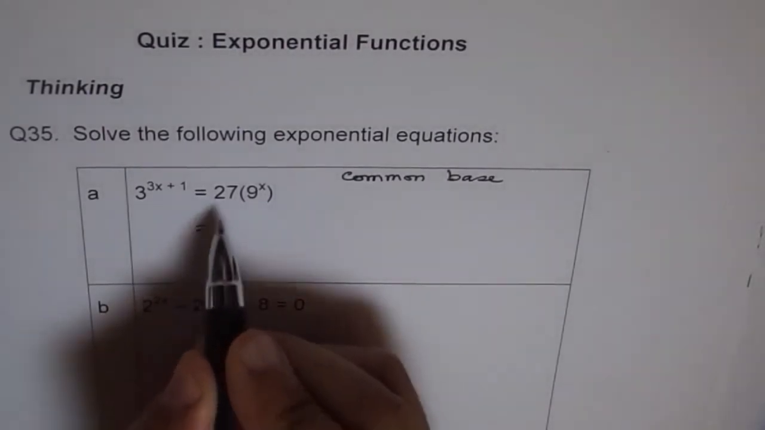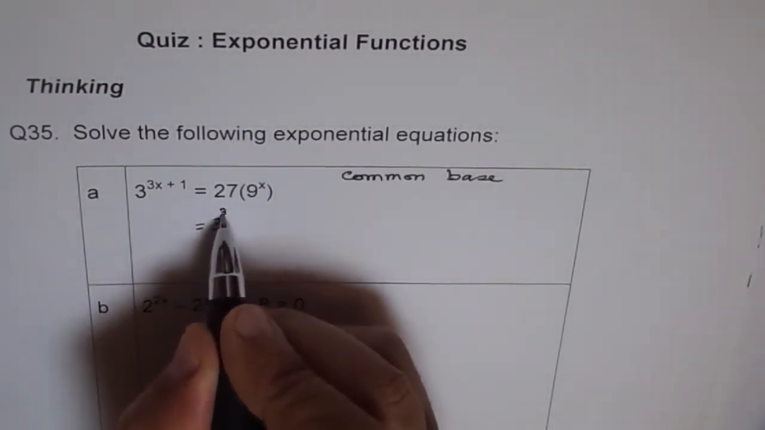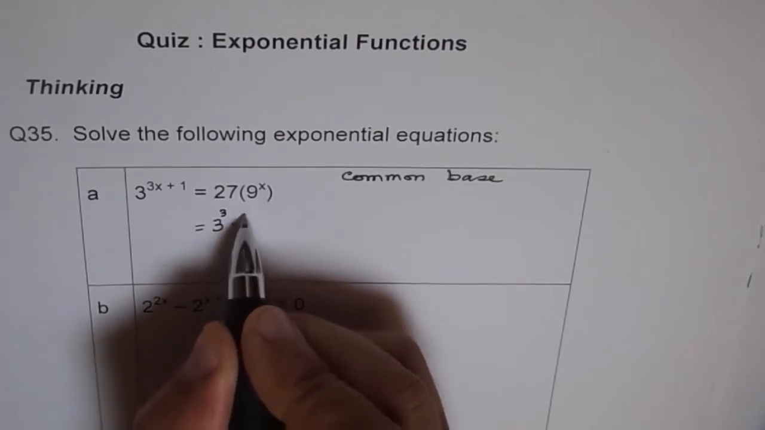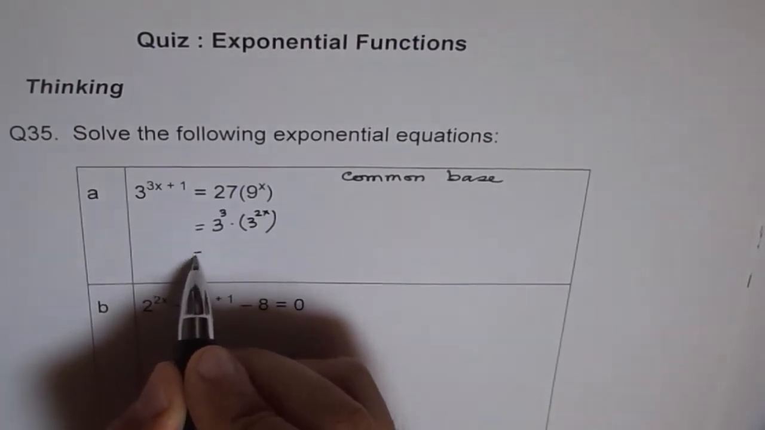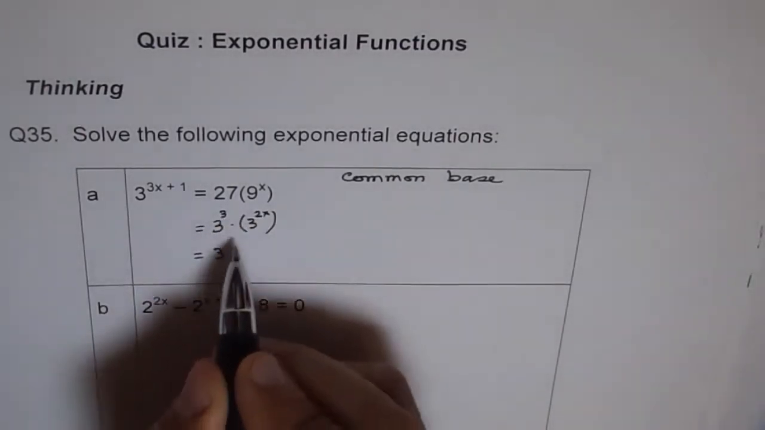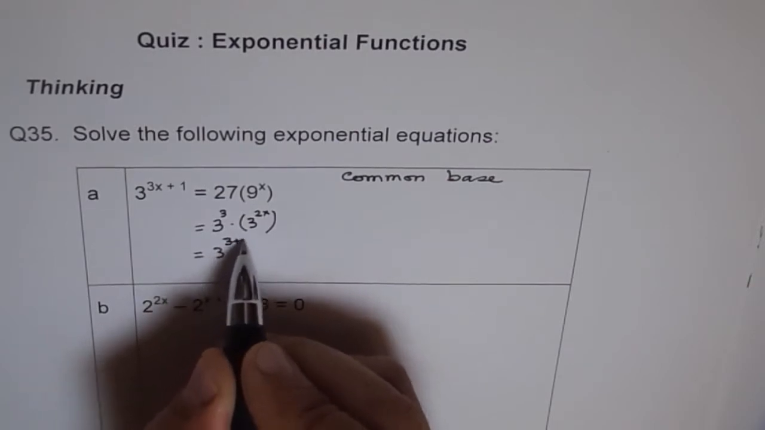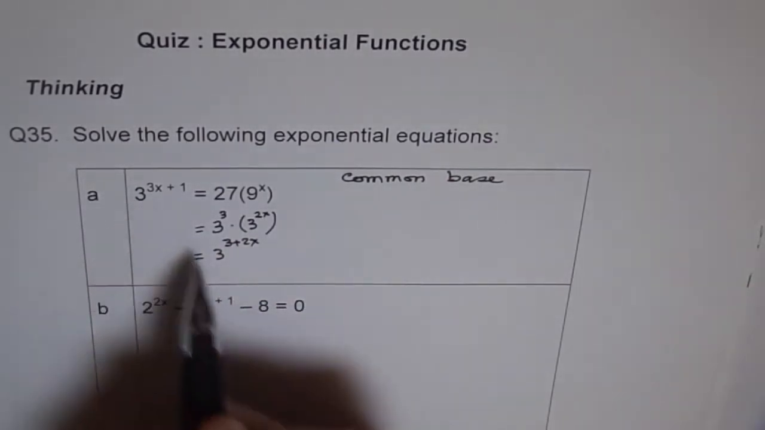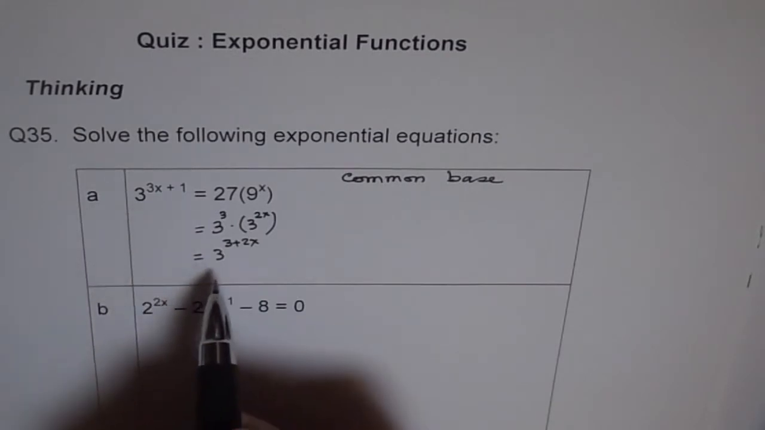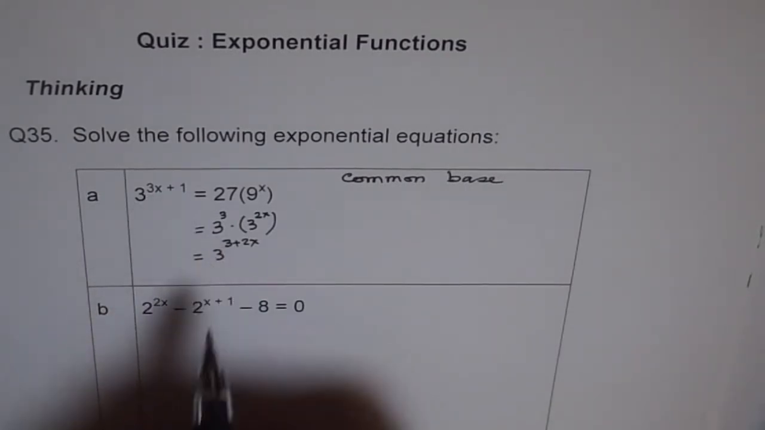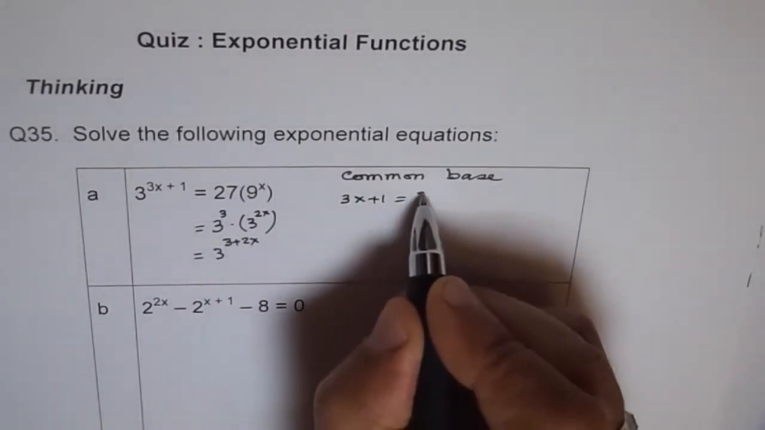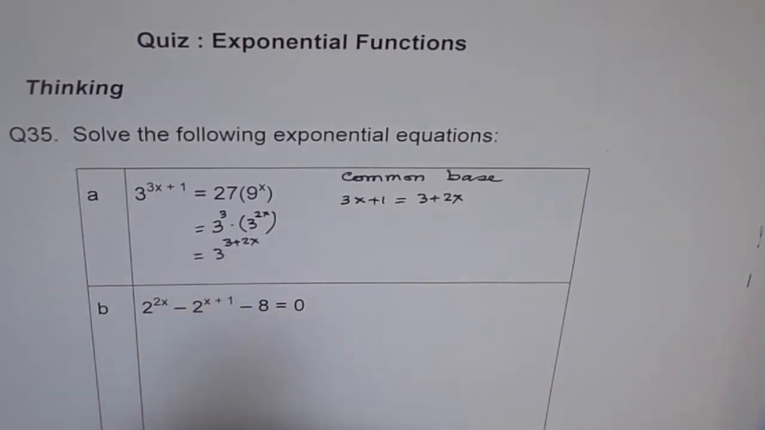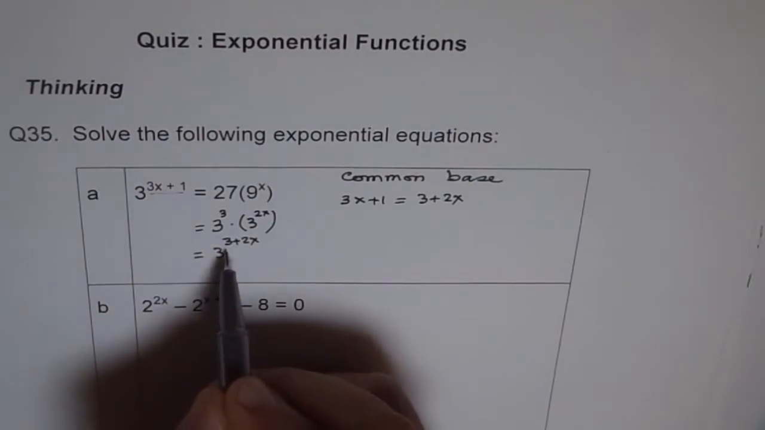So I can write 27 as 3 to the power of 3. 3 times 3 is 9, 9 times 3 is 27. And 9 as 3 squared, so it becomes 3 to the power of 2x, correct? Now that leads to 3 to the power of 3 plus 2x. If I compare these two sides, my base is the same, which is 3, so the exponents should also be the same, right? Therefore, I can equate 3x plus 1 equals 3 plus 2x. These two exponents should be the same, correct?